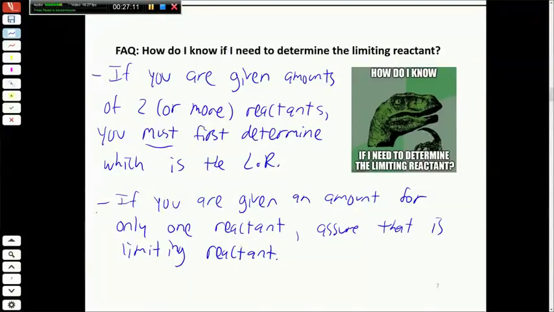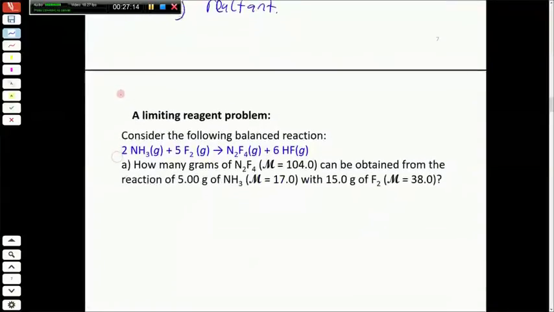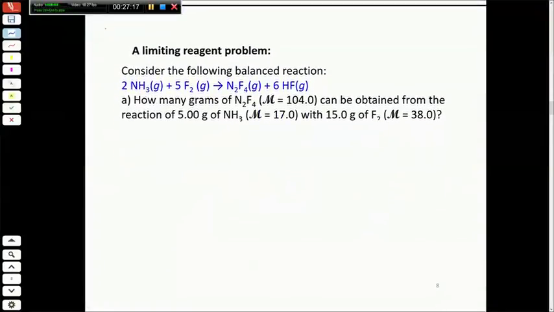Alright, so let's go through an example of this. Let's say we do the fluorination of ammonia, so NH3 plus F2 to give N2F4 and HF. We already wrote the balanced chemical equation, so you don't have to worry about that part this time. We want to know how many grams of N2F4, which is one of our products, and we gave you the molar mass, can be obtained from the reaction of 5 grams of ammonia with 15 grams of F2. When we're doing limiting reactant problems, remember, we know that this is a situation where we need to do that because we told you we had 5 grams of ammonia, which is one of our reactants, and 15 grams of F2, which is our second reactant.